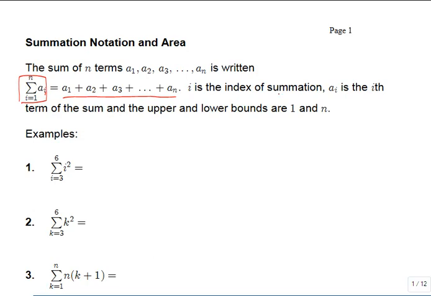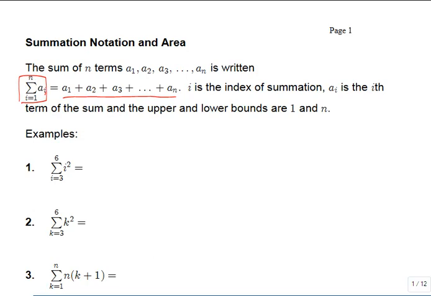So i is called the index of summation. a sub i is the ith term of the sum. And the upper and lower bounds would be this 1 and this n. So let's practice using this summation notation.